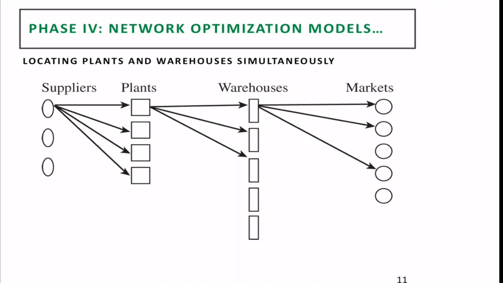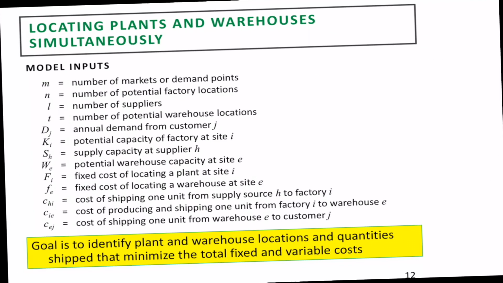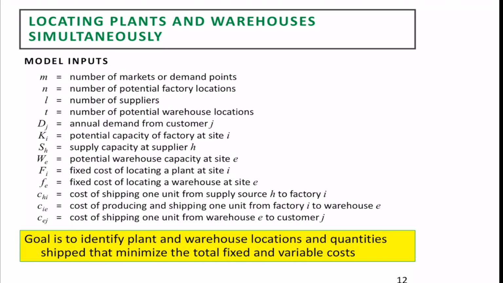A more general, although very complex model will be where we have the entire supply chain network, including suppliers, manufacturing plants, warehouses, and finally the market. In this supply chain, supplies are sent from suppliers to manufacturing plants, and then we have items shipped from plants to warehouses and finally to the customers. So there are several model inputs that are to be considered. All of them are listed here.